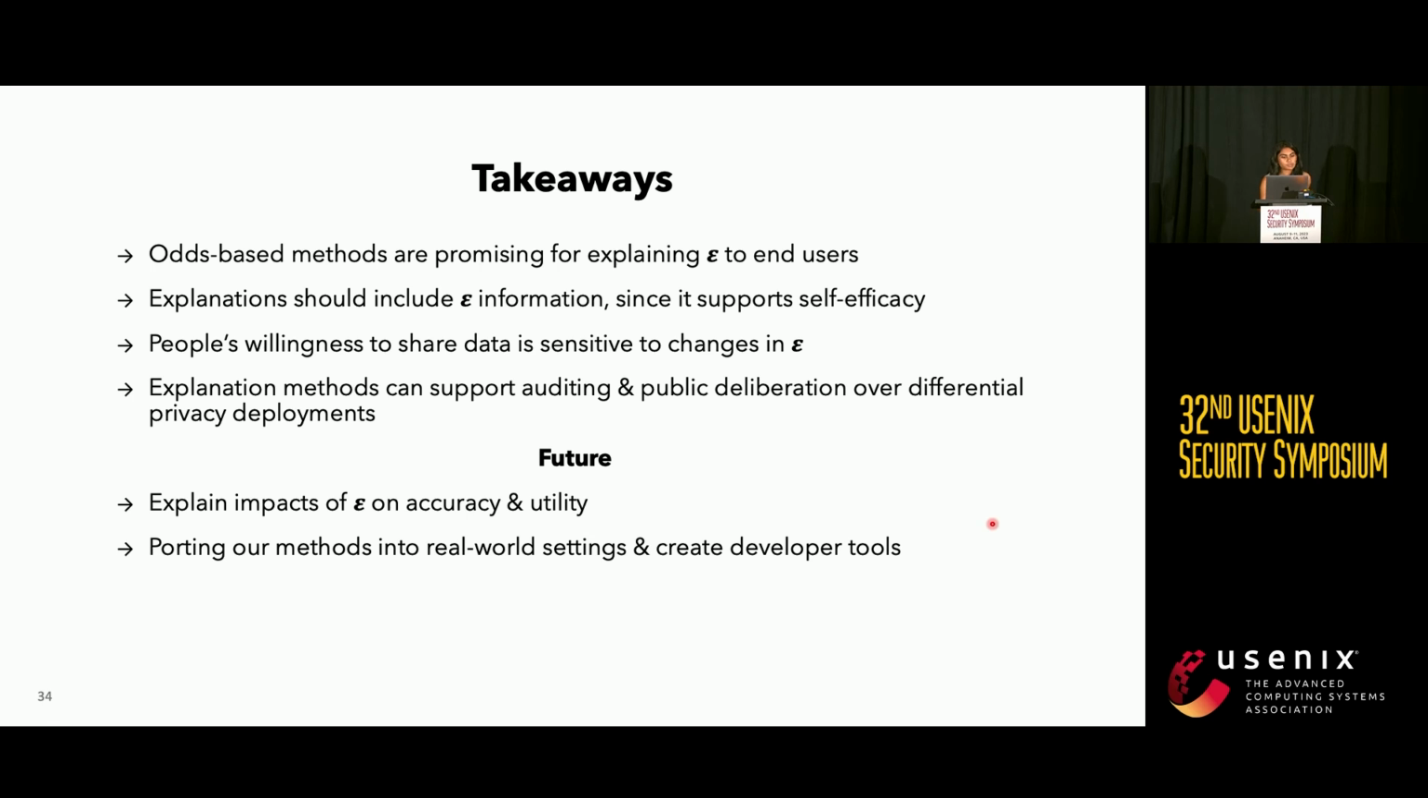And as future work, we think it would be useful to explain impacts of epsilon on accuracy and utility. I didn't get a chance to mention this, but in some of our qualitative results, people were asking about basically the utility implications of epsilon. And last, we think it would be useful to port our explanations into real-world settings and to create developer tools so that organizations using DP can quickly generate these explanations of epsilon.